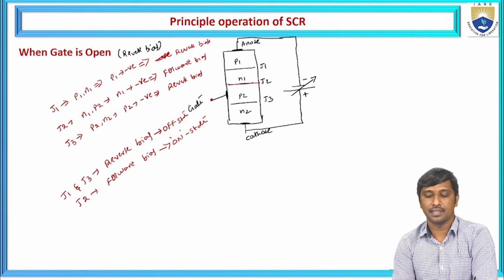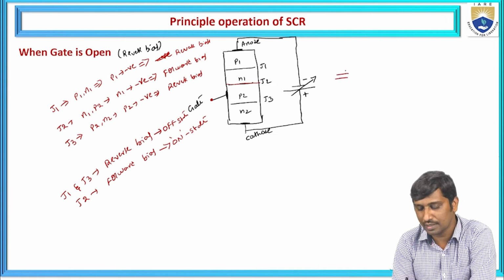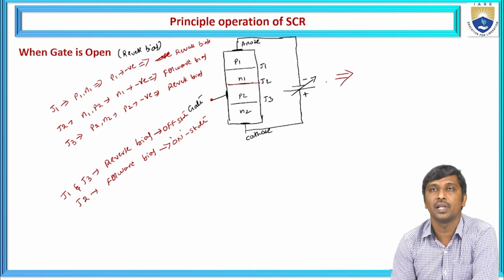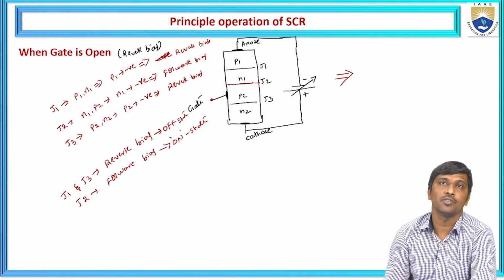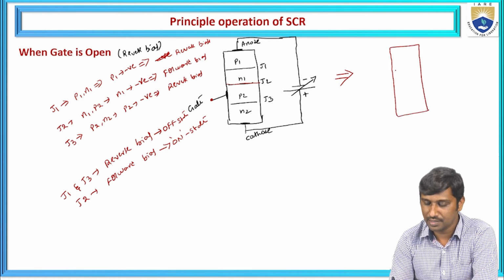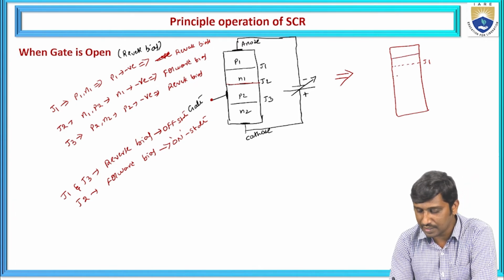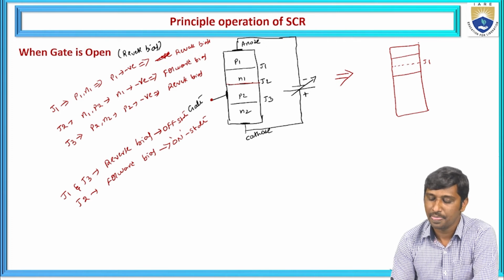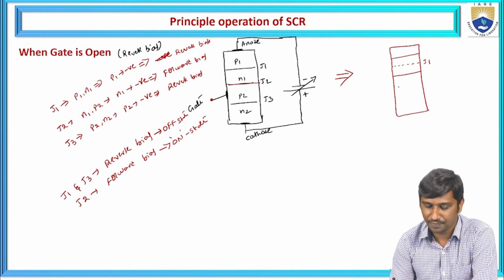From this representation, I am now going to redraw the internal operation of this four-layered SCR structure when the gate is open with a reverse bias voltage. So, what happens here? Let us consider this is J1. J1 acts as the reverse bias. Hence, the depletion width increases. Let us take this as the depletion width, and again this is P1 and N1. Let us take this as P2. Now I am going to consider this one junction.